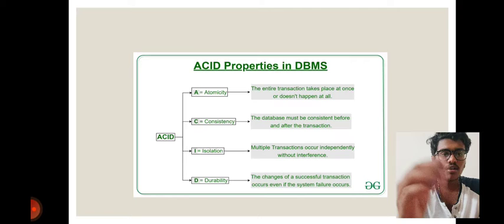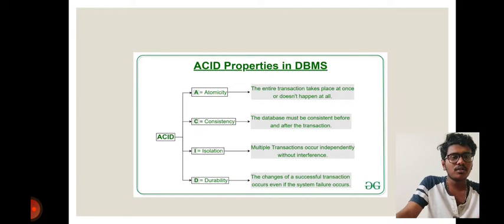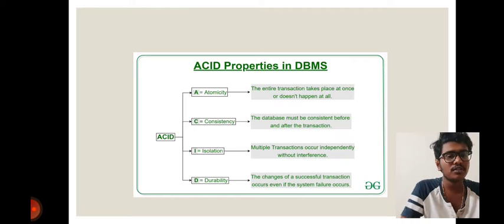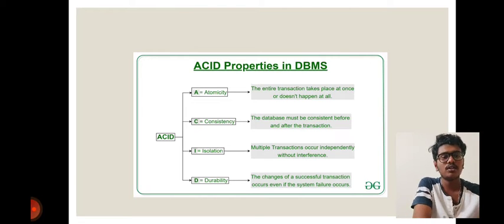We have known the abbreviation of each letter. Coming to A, the entire transaction takes place at once or doesn't happen at all. And C, the database must be consistent before and after the transaction. Coming to I, multiple transactions occur independently without interference. And D, the changes of a successful transaction occur even if the system failure occurs. These are about the ACID properties.